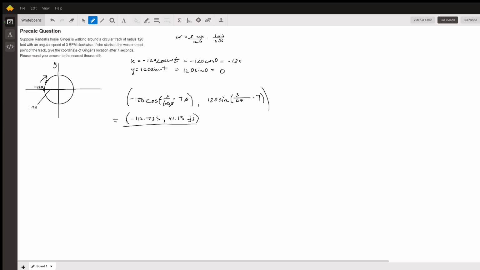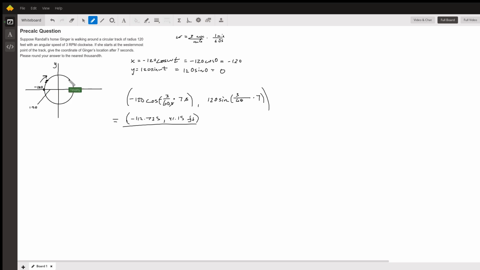If it's going 3 revolutions per minute and you're only traveling for 7 seconds with this horse, it's not even going to complete nearly 1 revolution, right? So it's going to end up somewhere in the second quadrant over here.